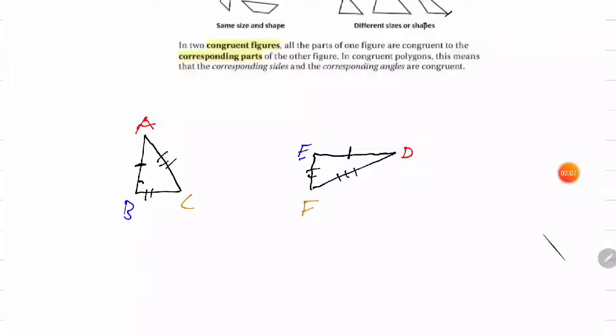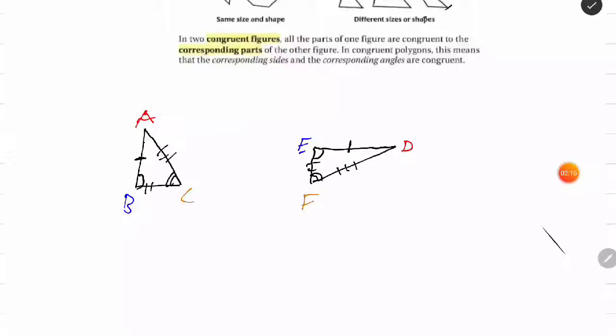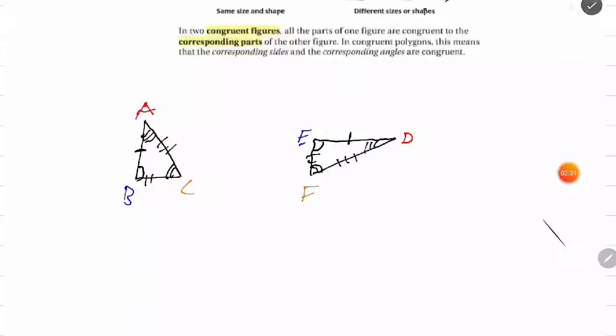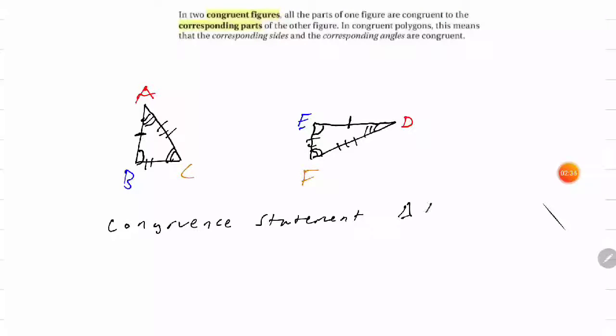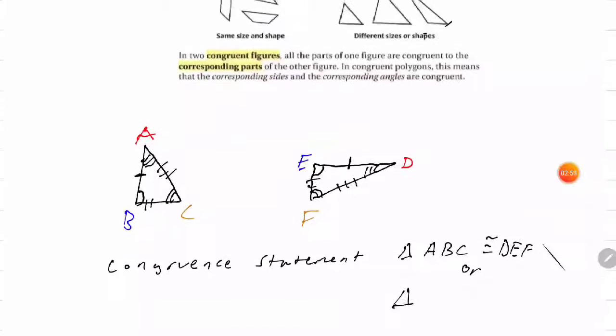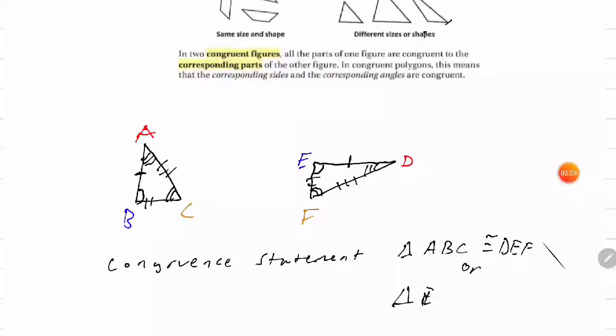Now I'm going to do the angles. 1 little loop there, 2 loops for C and F, and then 3 loops for A and D. So all those corresponding sides, all those corresponding angles have to be congruent. So to write a congruent statement, I'm going to say triangle ABC is congruent to triangle DEF. I forgot to write triangle in there, or we can write it backwards. But the location of the letters has to be the same. So A is in the same spot as D, B has to be in the same spot as E, C has to be in the same spot as F.